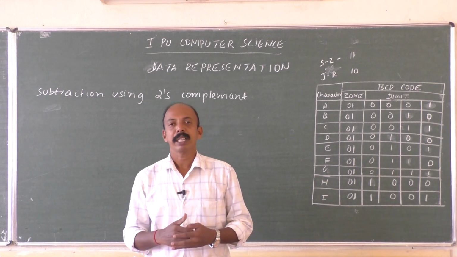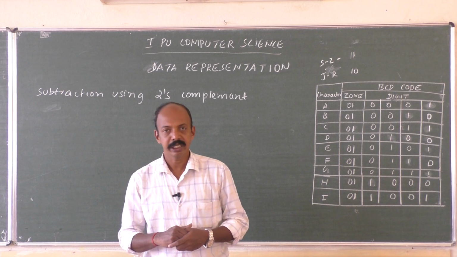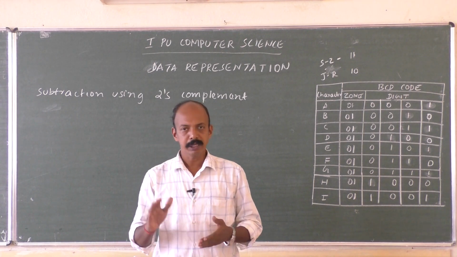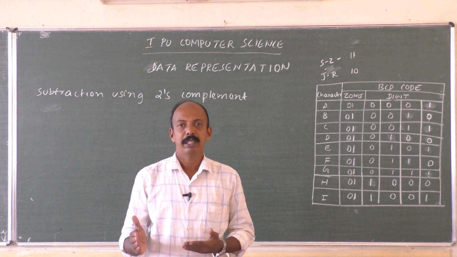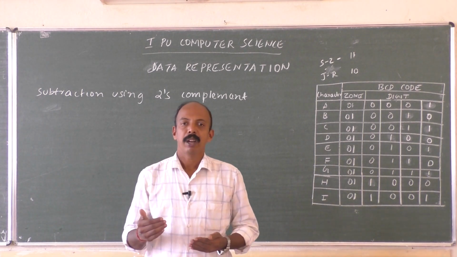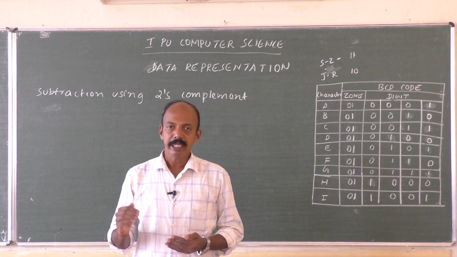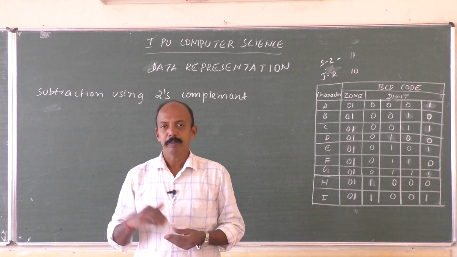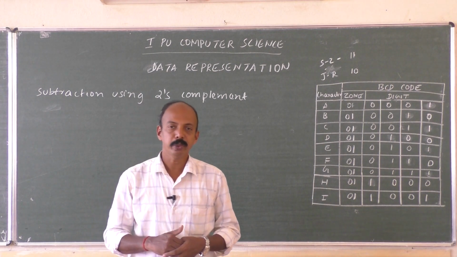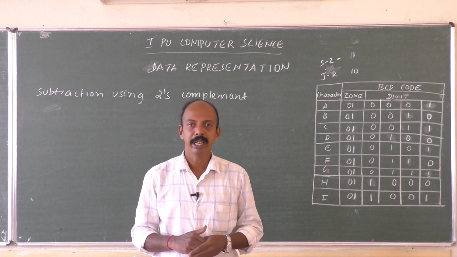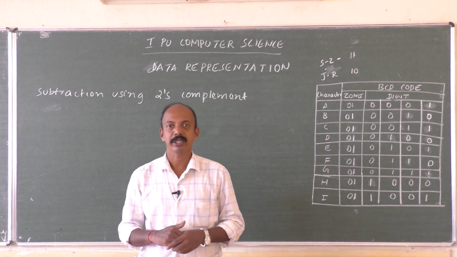When we talk about subtraction using 1's complement, what is the first thing that we need to do? The numbers will be given. The numbers may be in BCD, that means decimal, or in binary. If it is given in decimal, convert it into binary, then go for the subtraction. The number from which you want to subtract is called the minuend, and the number which you want to subtract is called the subtrahend.